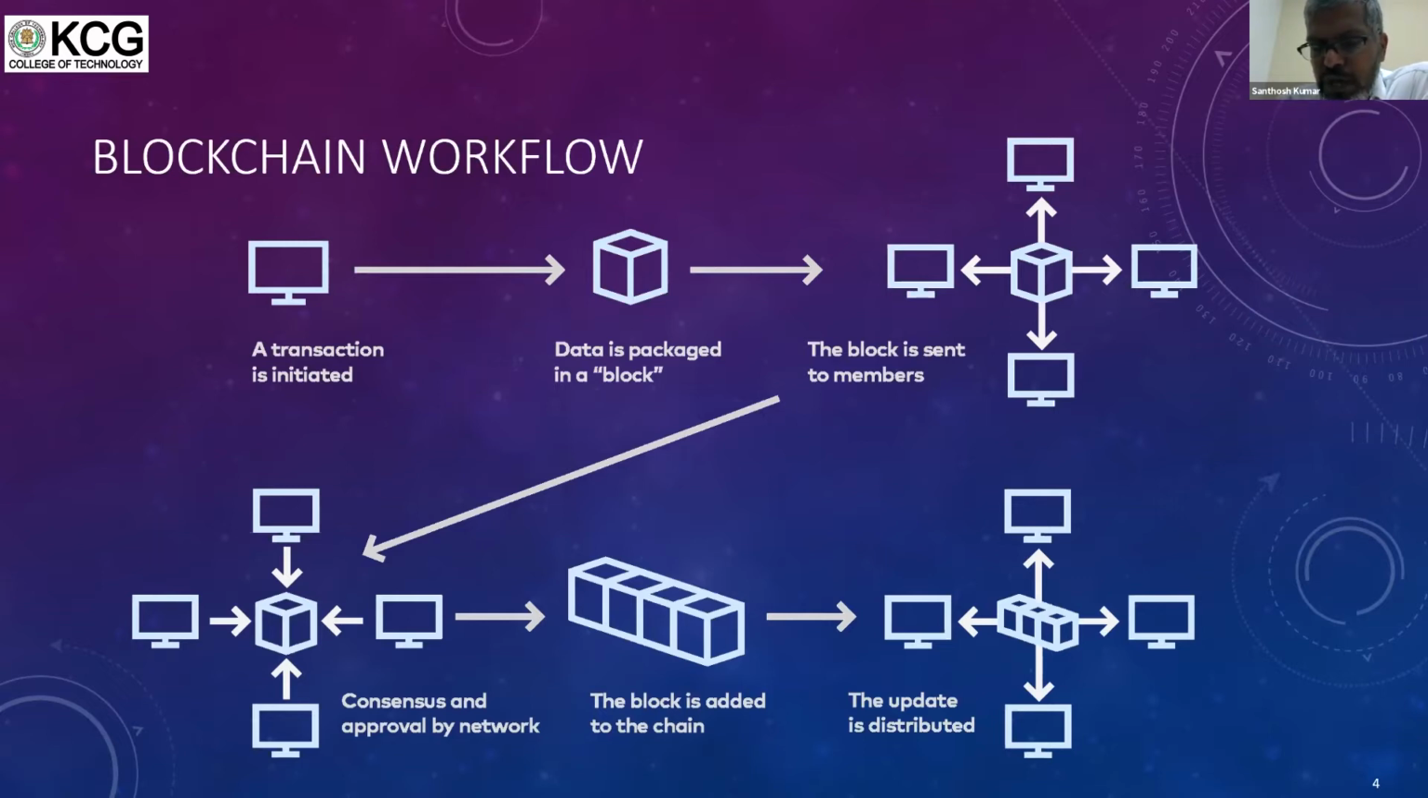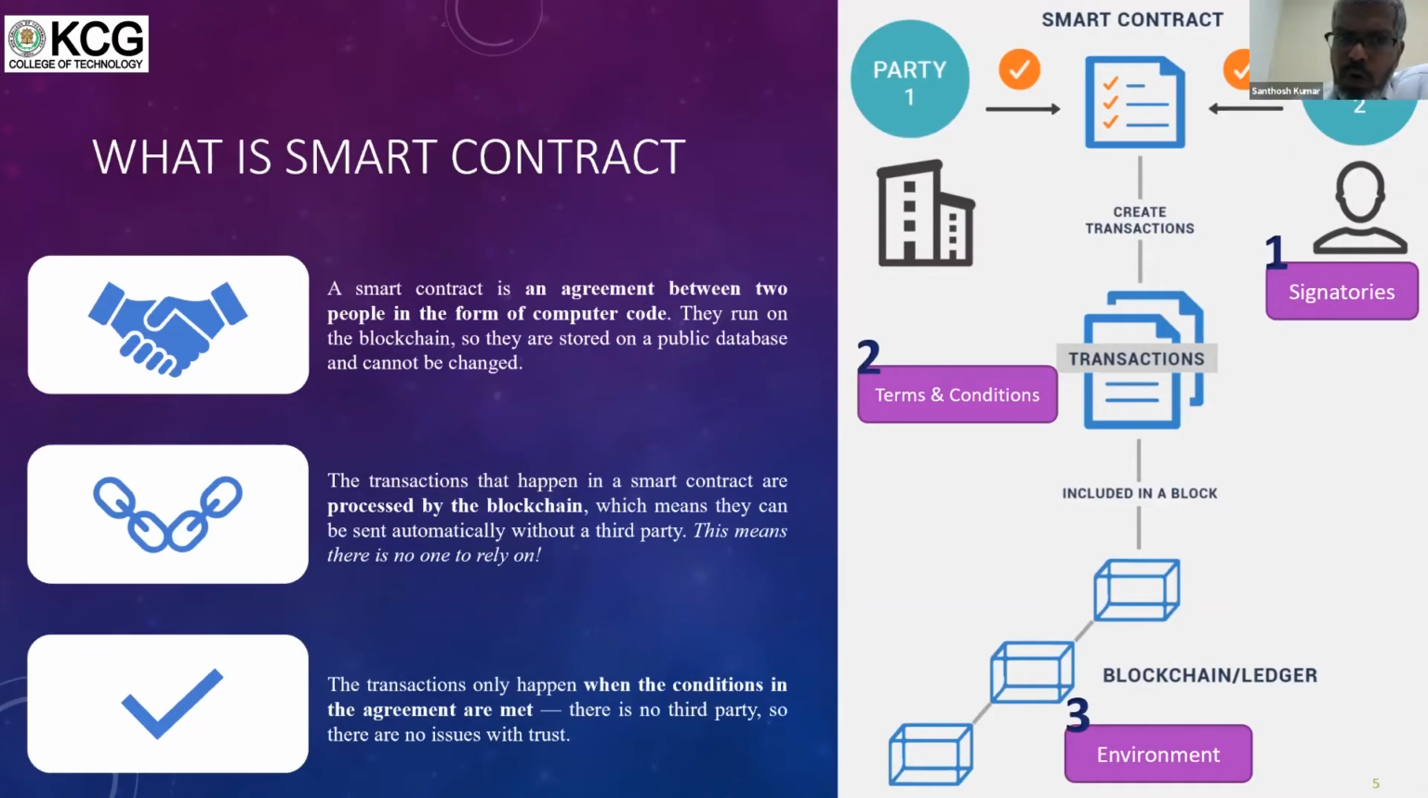So basically, whether it is the smart contract or whether it is Bitcoin, the transaction is initiated, the transactions are validated, the transactions are acknowledged and committed. So that's the entire flow of blockchain. Now let's look at what a smart contract is. Any questions?